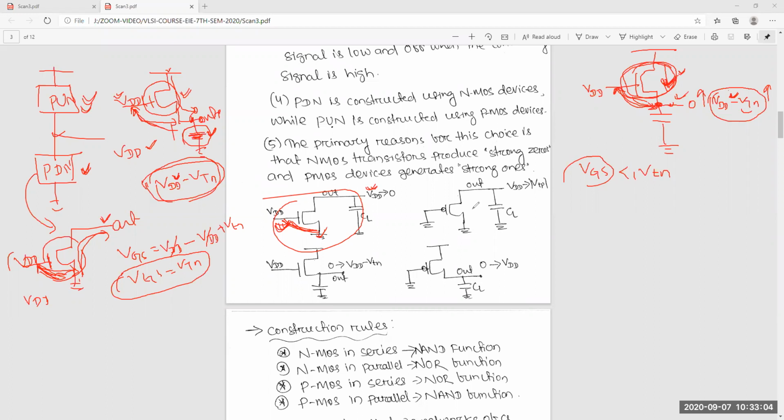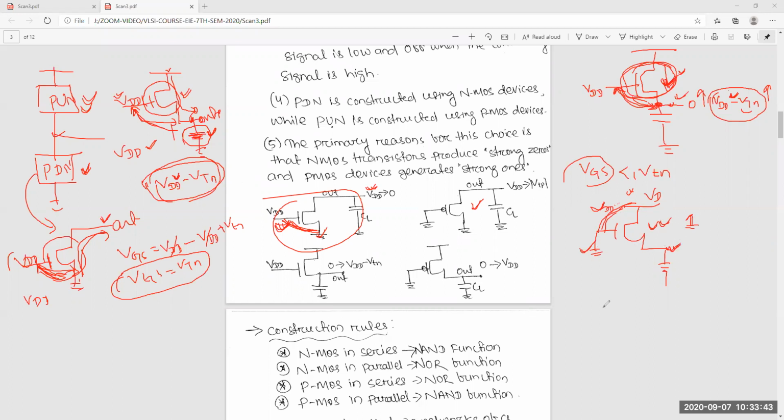Similarly, you can see here, suppose there is a PMOS, and we are giving 0 at the gate, and this is VDD, and this is your output. Since the gate is 0 and the source is VDD, VSG is always greater than VT, so it's always on. That will give a strong 1, always VDD at any time.